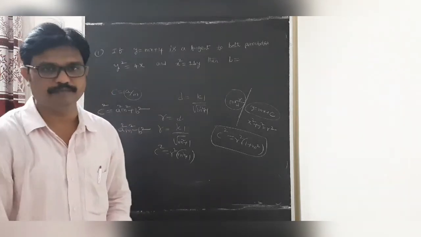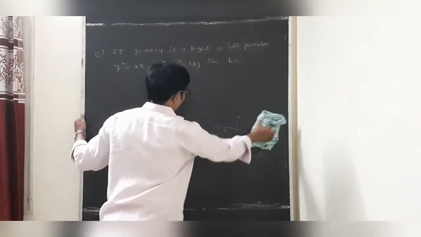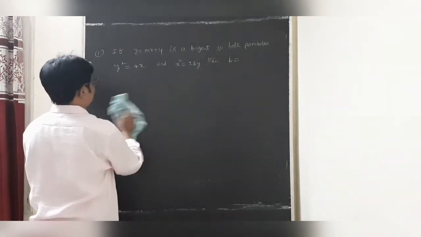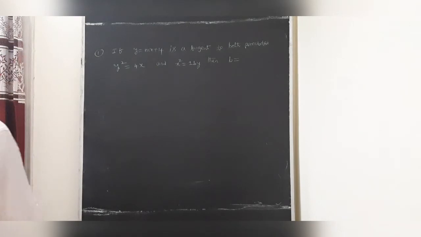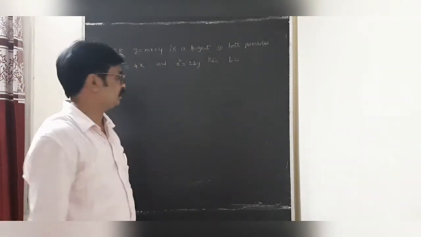So students, in JEE Mains and Advanced, they are asking only mixed concepts. So dear students, what is there here? The first one, the given line is y equal to mx plus 4. Yes, y equal to mx plus 4 is a tangent to both parabolas.